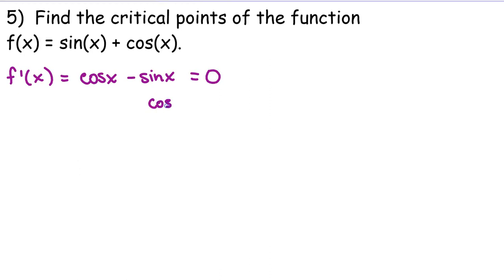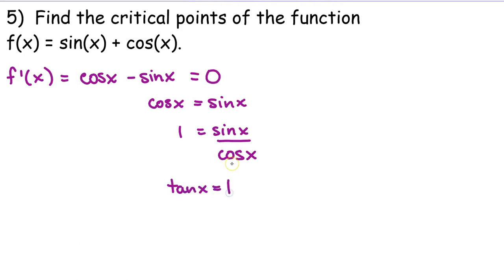And to do that, I'm going to add cosine of x to both sides, add sine x to both sides, and then I'm going to divide both sides by cosine x, because I remember that sine of x over cosine x is tangent x. So tangent x equals 1. So we need to find the places where the tangent is equal to 1. And if you remember your exact values, if you have a 45-degree angle, then you have a 45, 45, 90 triangle with sides 1, 1, square root 2, so the tangent is 1.